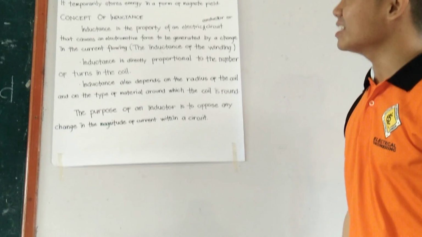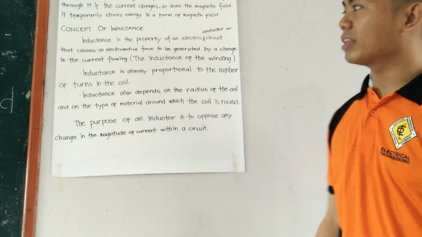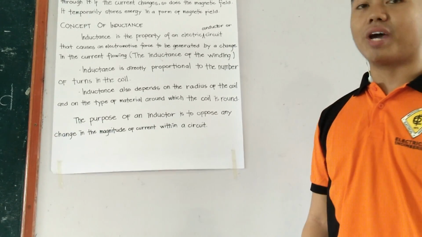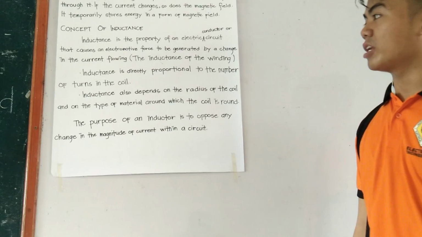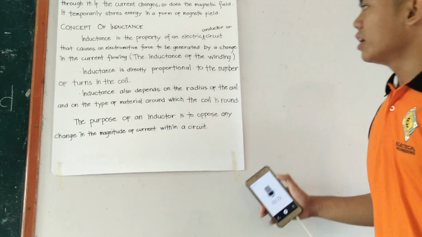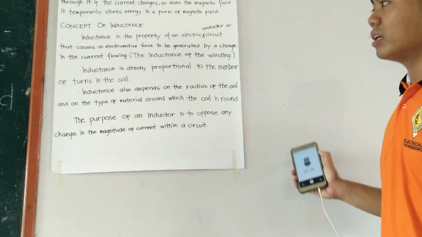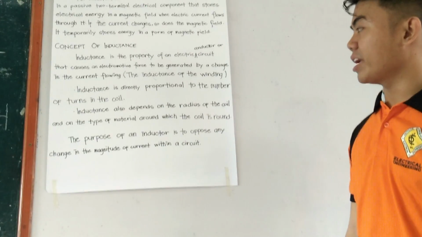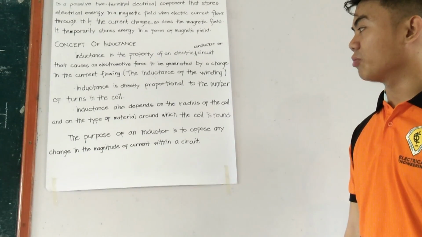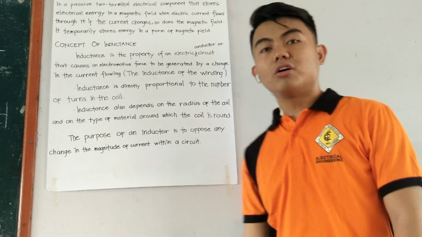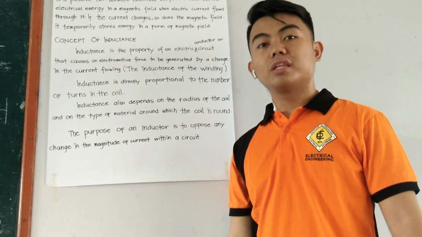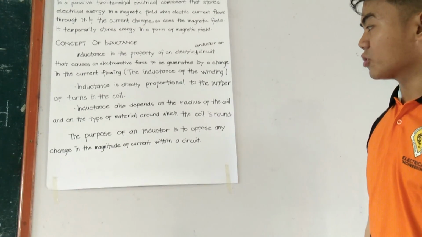Concept of inductance. Inductance is the property of an electric conductor or circuit that causes an electromotive force to be generated by a change in the current flowing, or the inductance of the winding. Inductance is directly proportional to the number of turns in the coil. The greater the number of turns of the coil, the greater the inductance of the inductor. Inductance also depends on the radius of the coil and on the type of material around which the coil is wound. So the purpose of an inductor is to oppose any change in the magnitude of current within a circuit.